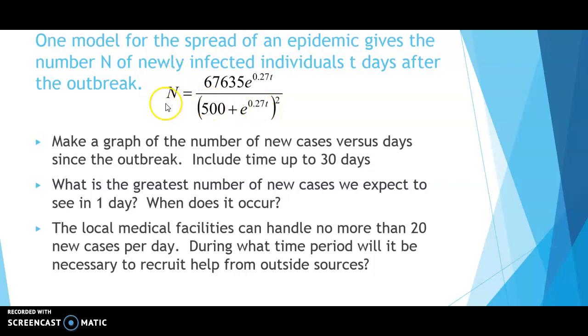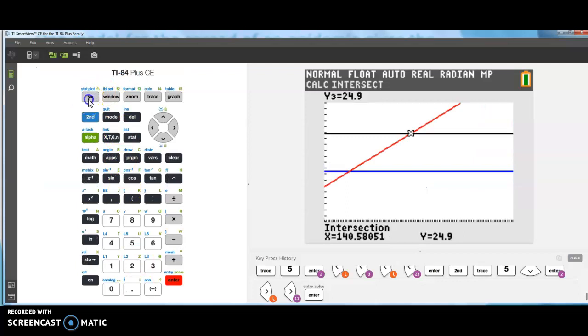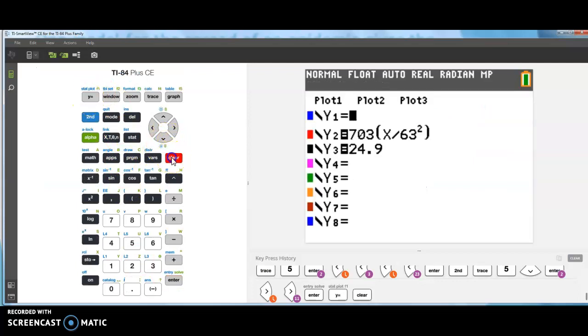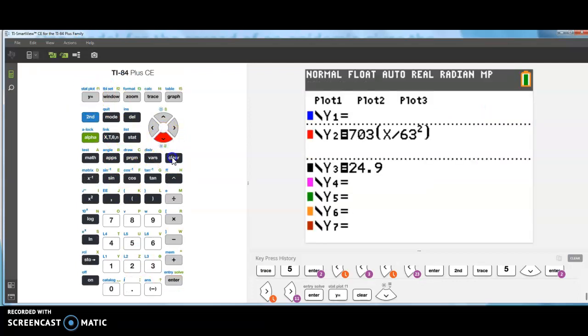I don't really know how many new cases there are going to be, so I'm going to have to use my table in my graphing calculator to help me with that. When I look at this formula, because there is math up here in the top of the fraction, I am going to have to add in a set of parentheses. So let's go to our graphing calculator and get this typed. So we're going to go into our y equals, clear out what was previously there.